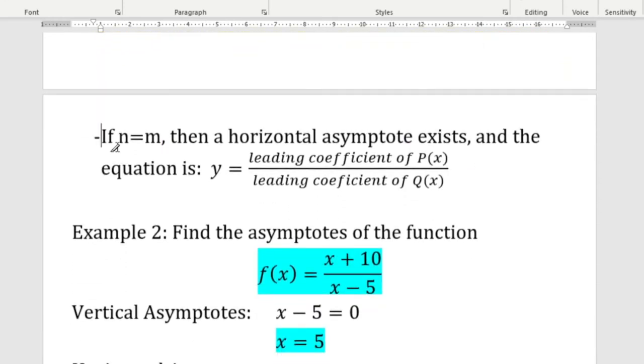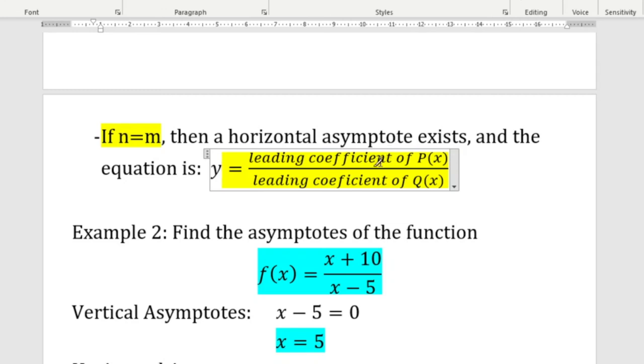Next, what if the degree of the numerator is equal to the degree of the denominator? If that is the case, we have a horizontal asymptote whose equation is y equals the leading coefficient of p of x, which here refers to the numerator function, over the leading coefficient of q of x, which is the denominator function. Recall what a leading coefficient is. It is the coefficient of the leading term. The leading term is the term that contains the highest exponent of the variable.